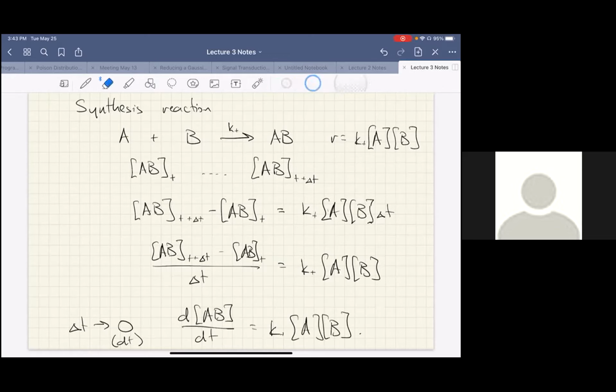The reaction rate, which is given by the concentrations of the individual components and the rate constant, is going to define the change in the concentration of the product. So generally speaking, you can look at a chemical reaction such as this and then write down its differential equation.